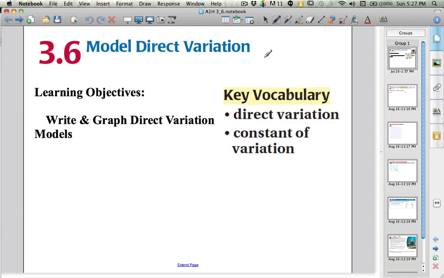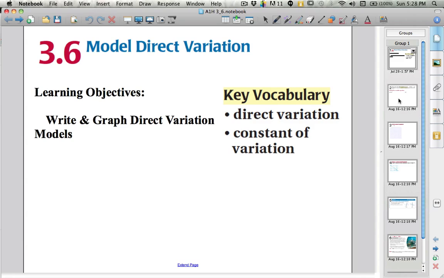In section 3.6, we're going to be working with modeling direct variation. What we want to be able to do when we get done with this section is write and graph direct variation models. Our key vocabulary for this section is direct variation, and the constant of variation.